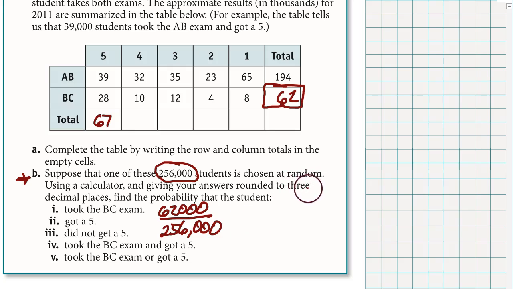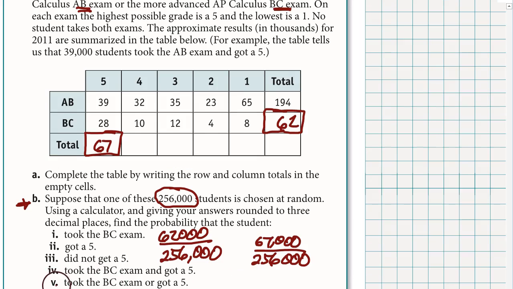Now question 2, what's the chance a student got a 5? To figure that one out, we need to know the total number of students, which we do, 256,000, but then how many got a 5? That would involve knowing this box, the 67. And so the answer would be 67,000 out of the 256,000. Type that in to get your decimal.